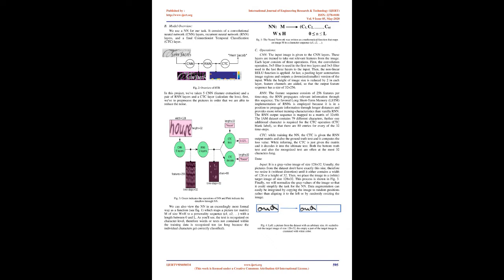We can also view the NN in a more formal way as a function, NN: M to (c1, c2, ...), which maps an image, or matrix, M of size W times H to a character sequence, c1, c2, with a length between 0 and L. As you'll see, the text is recognized on character level, therefore words or texts not contained in the training data are recognized too, as long as the individual characters get correctly classified. NN, M, c1, c2, cn.